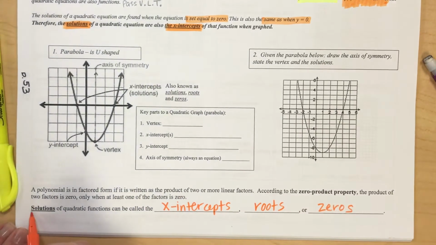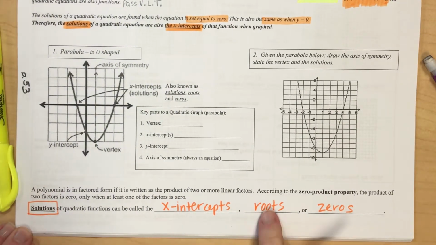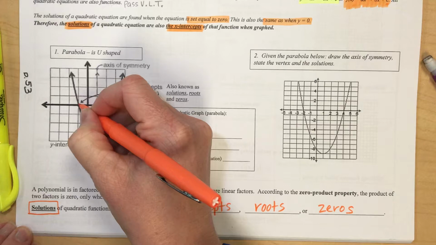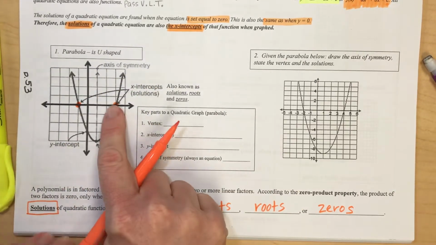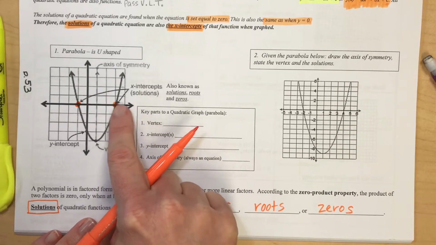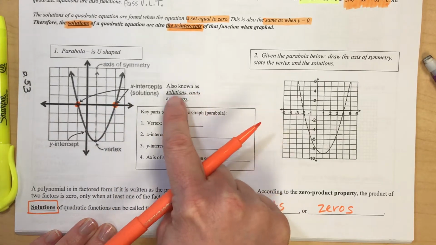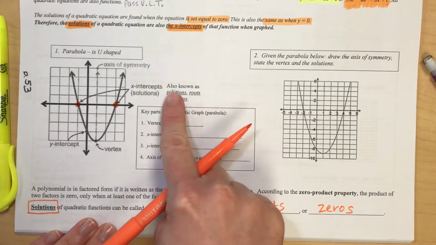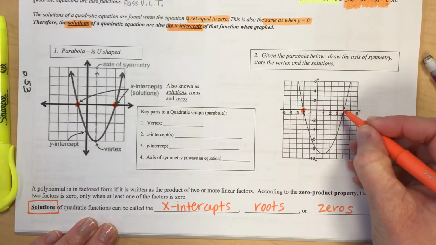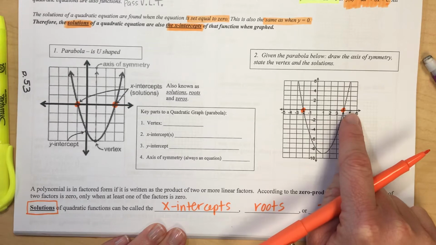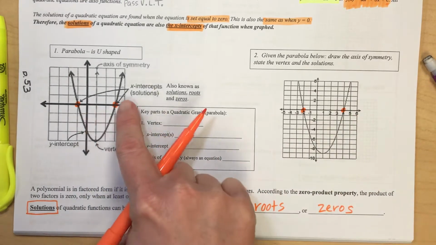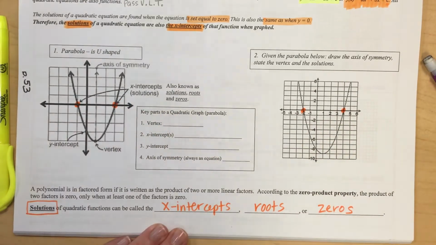All four words, roots, zeros, x-intercepts, solutions, mean the same thing, and that is specifically where your picture, your quadratic equation, crosses the x-axis. Those are called solutions, roots, zeros, or x-intercepts. All four of those names refer to the same piece of the graph, where your graph crosses the x-axis. That's connecting a couple things on our pictures.